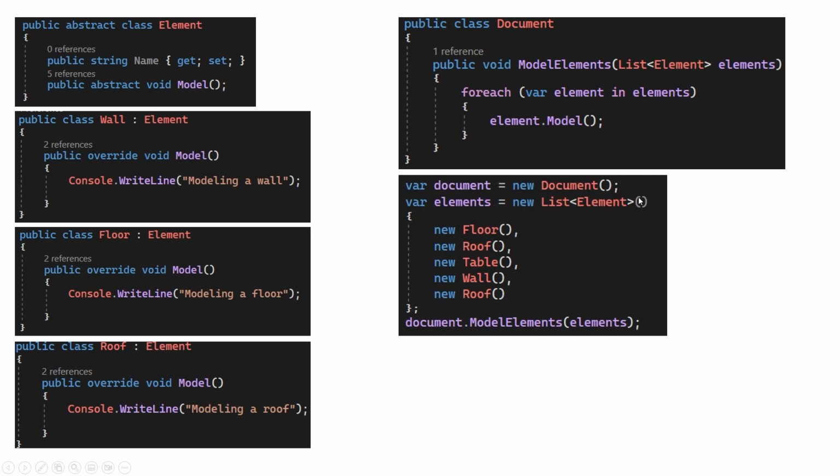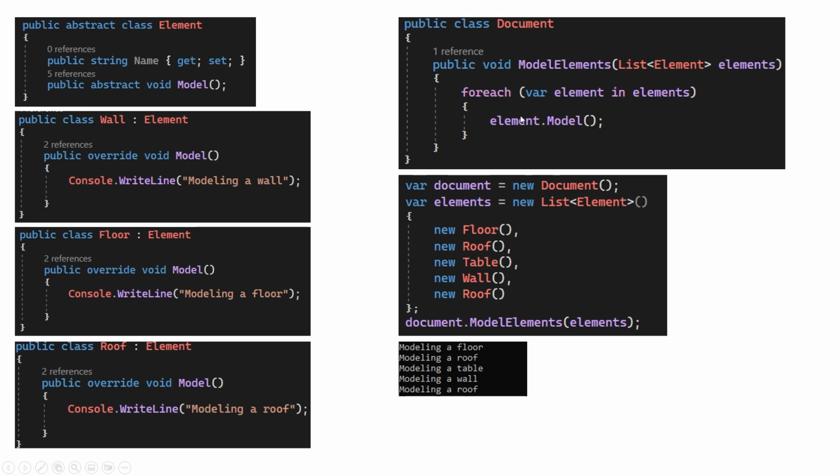So here we're creating a document, and here we're creating a variable that holds all the elements. And from the document we're just calling the method model elements, and we're passing all of these elements that we have: floor, roof, table, wall, and roof. And now when I run this, this is the result that I'm getting: modeling a floor, modeling a roof, a table, a wall, and again a roof.